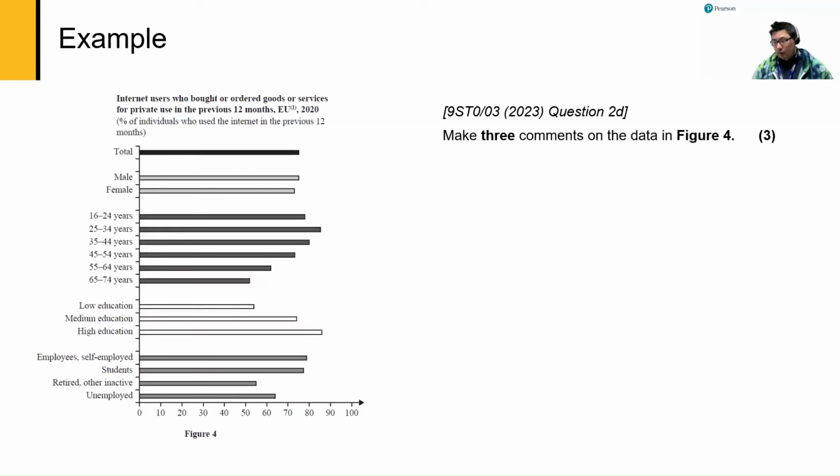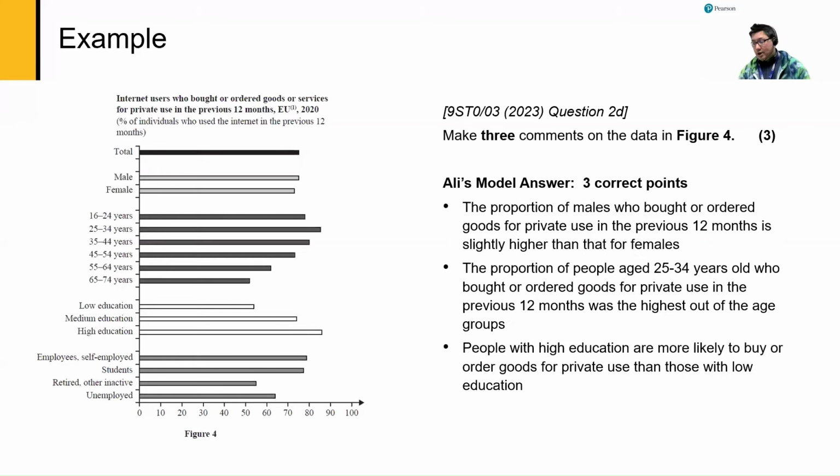So this was an example question. This came up in 2023. It was a bar chart question, and the question was simply make 3 comments on the data in figure 4. So my model solution would be, there you go, 3 correct points. The proportion of males, blah, blah, is higher than that of females. The proportion of people aged 25 to 34, blah, blah, was the highest out of all the age groups. People with high education are more likely to buy order goods than people with lower education.